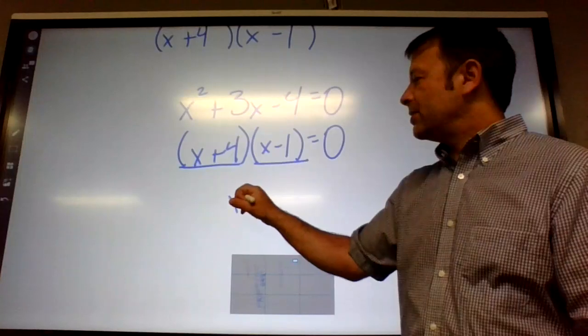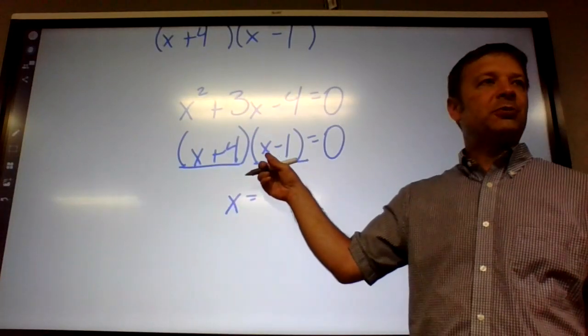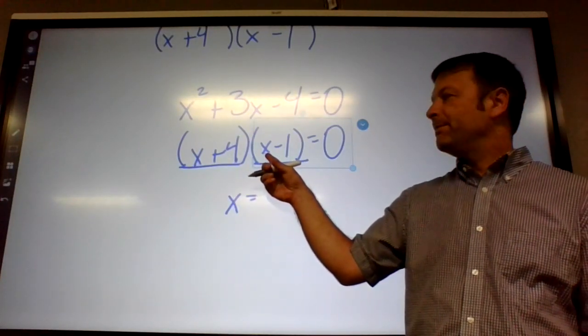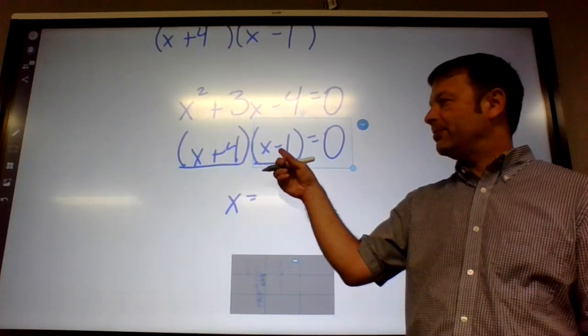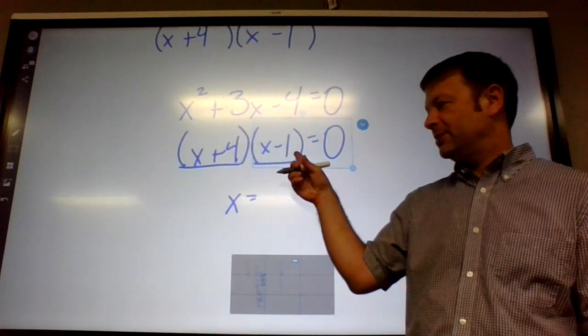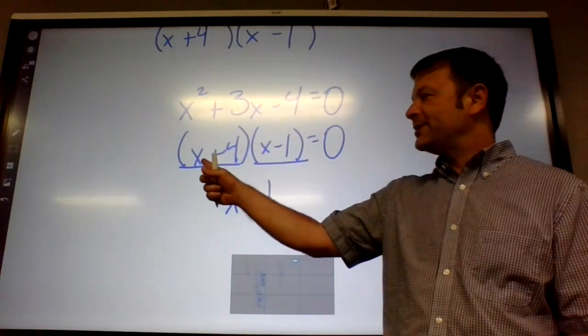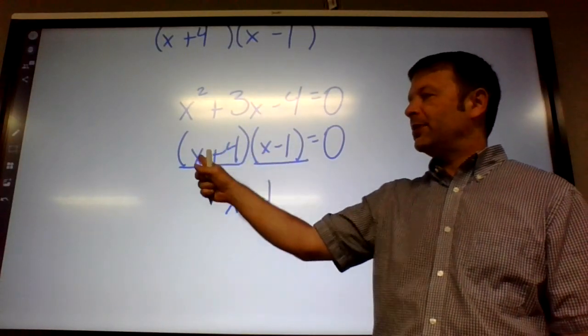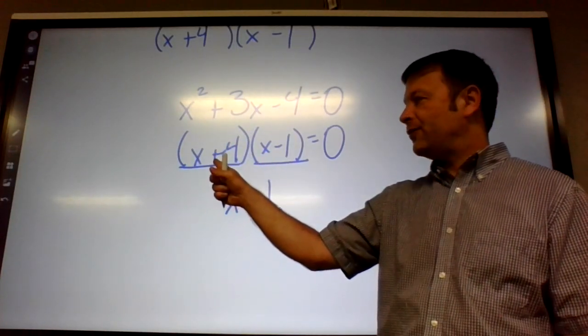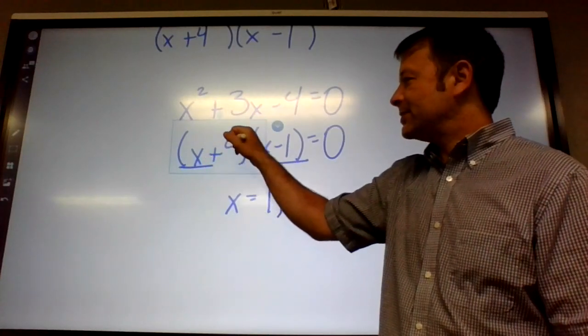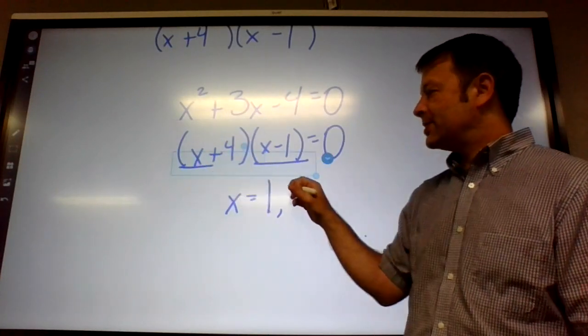What x values would make this factor 0? Positive 1. Because what's 1 minus 1? 0. So positive 1 is a possible answer. What x value would make this factor equal 0? Negative 4, because negative 4 plus 4 is 0. So you guys get it? You kind of just do the opposite. So negative 4 would make this 0.